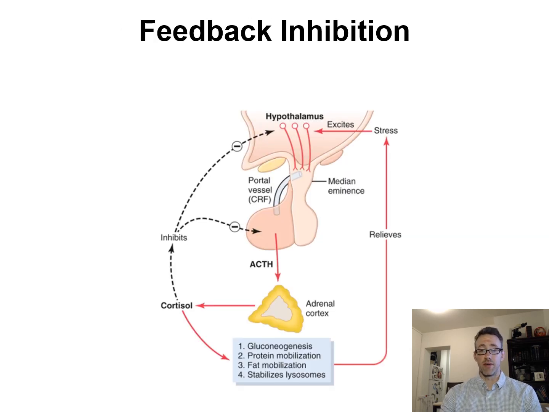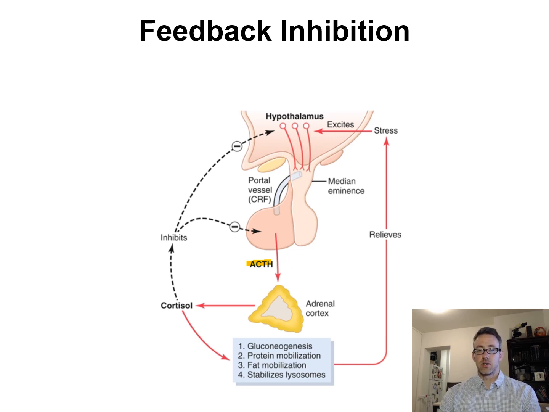This is a cartoon just to show that feedback inhibition. So this is the adrenal gland, and the cortex is highlighted in yellow. Here's the pituitary gland. This is the anterior pituitary, and you see the ACTH is released from the anterior pituitary, interacts with the adrenal cortex to release cortisol and corticosterone. The cortisol, its effects are gluconeogenesis, protein mobilization for gluconeogenesis, fat mobilization to provide that energy, and it stabilizes lysosomes, which is one of the ways in which it helps to reduce inflammation. So it stabilizes lysosomes by preventing them from releasing their content.